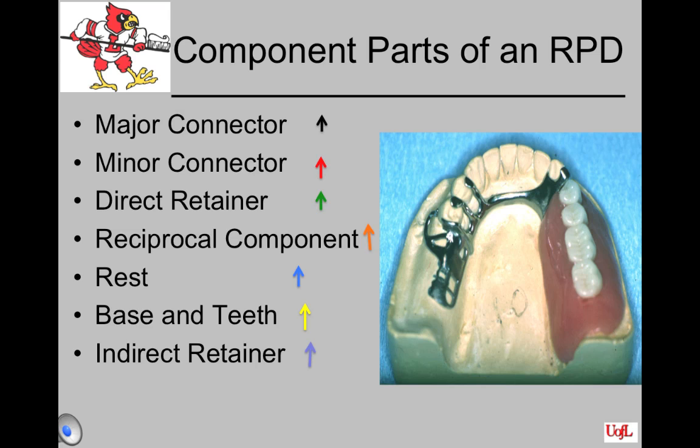The components are major connector, minor connector, direct retainer, reciprocal component, rest, base and teeth, and on some partial dentures, the indirect retainer.